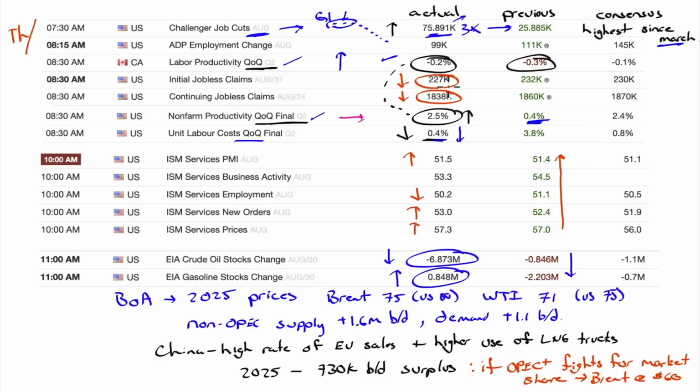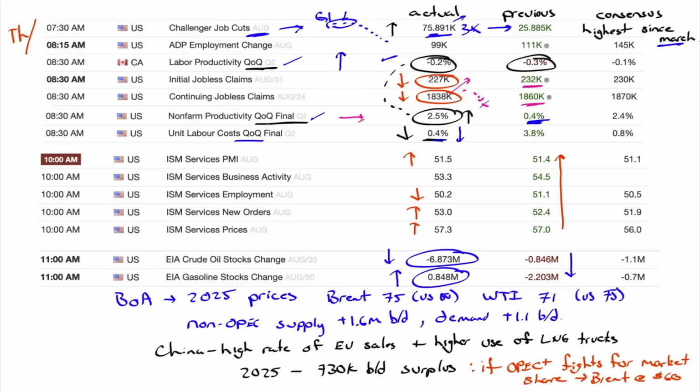Initial jobless claims 227, down from the previous month of 232. Even continuing jobless claims down 22,000 from the previous month. Don't know whether it's 22,000 that fell off the end of unemployment because their benefits ran out, or 22,000 that left because they got a job.